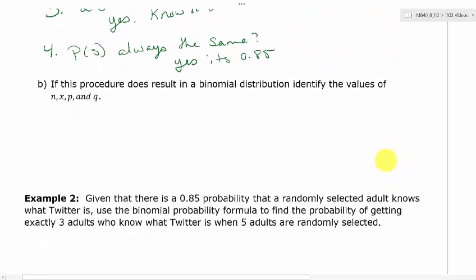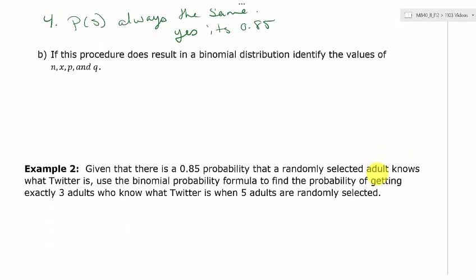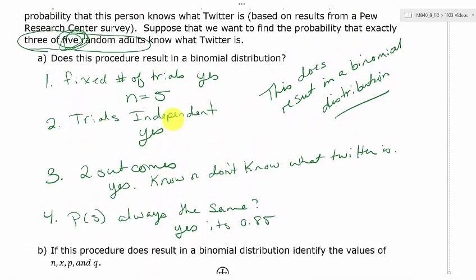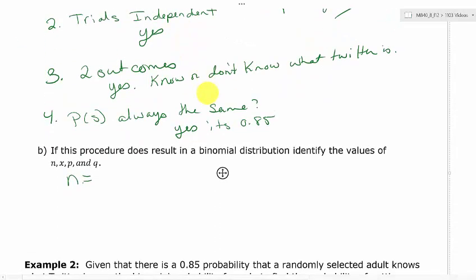In the next example, if this procedure does result in a binomial distribution, identify the values of n, x, p, and q. So n, we already said what this was. In the procedure, it says, suppose that we want to find the probability that exactly 3 out of 5 random adults know what Twitter is. So the total number is 5. That would be n. X, our number of successes, was 3 because we wanted the probability that 3 out of the 5 knew what Twitter was.